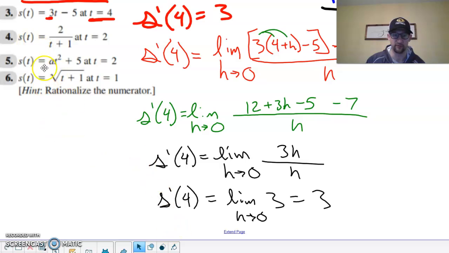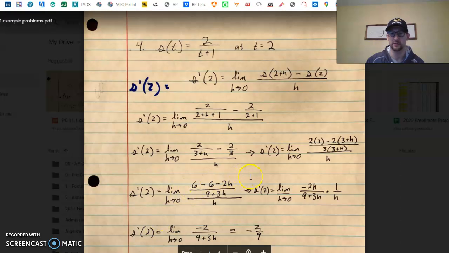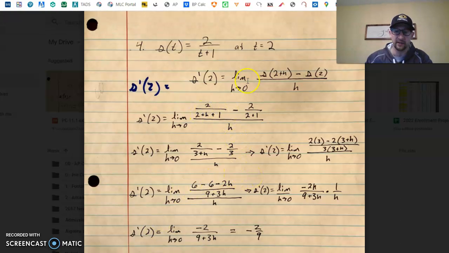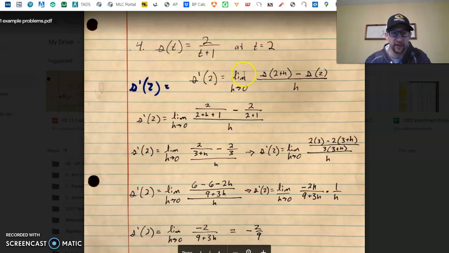So now examples 4, 5, and 6 are a little bit tougher, but it's the same process. I'm going to walk you through. I've already written them out, so I'll just pull this up so you can see it, and I'm going to talk you through line by line what's going on here, okay?